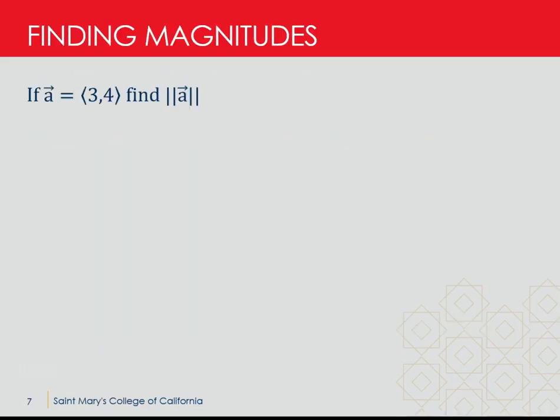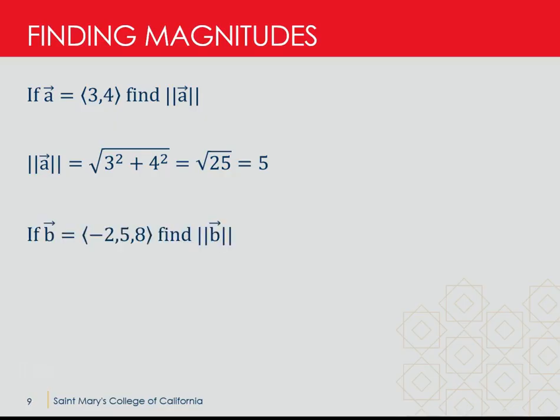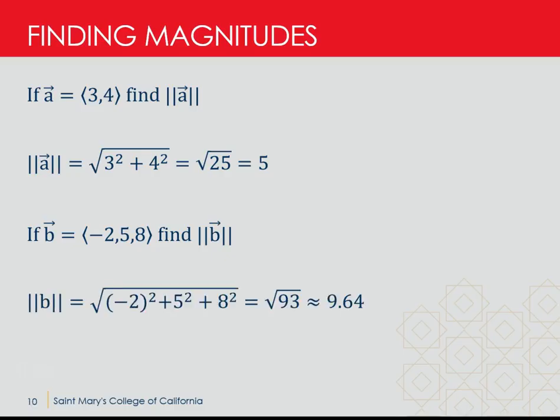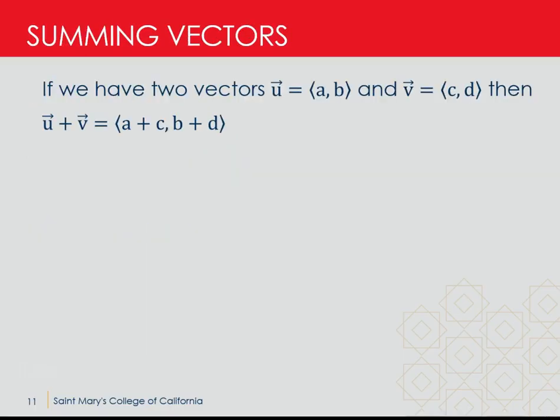So if we have some vector A, which is 3, 4, and we want to find the magnitude of A, well, again, the Pythagorean theorem comes in very handy there. It's the square root of 3 squared plus 4 squared, which of course is the square root of 25, which is 5. As mentioned, we don't have to stick to 2D, we can go to 3D. So if B is now this vector in R3, -2, 5, 8, to find the magnitude of that, we simply take each of the values, square them, add them all together, and take the square root. And so that's 9.64. Okay, so nothing particularly hard or difficult there.